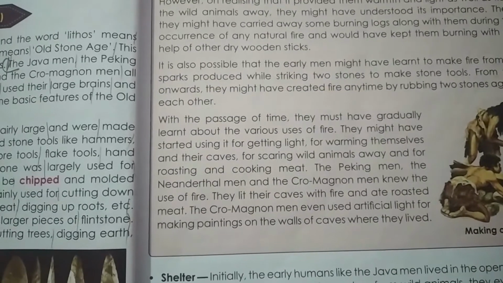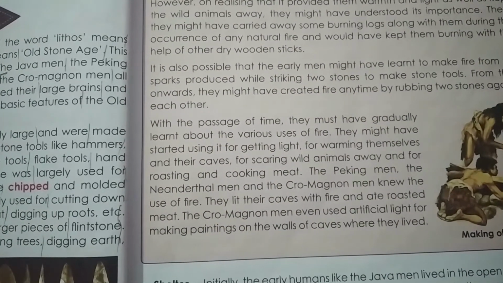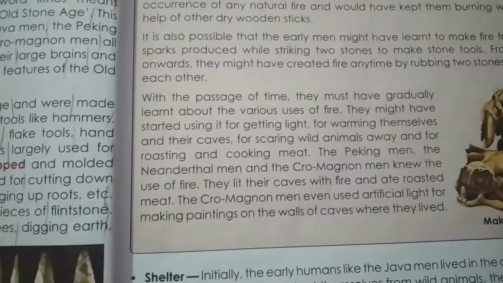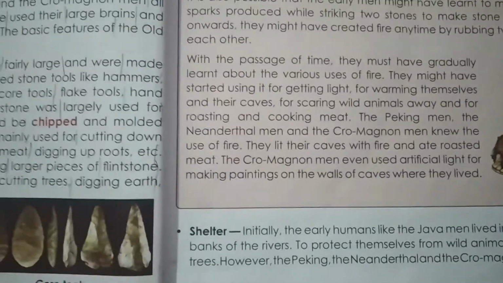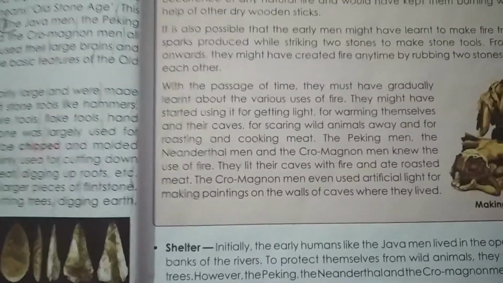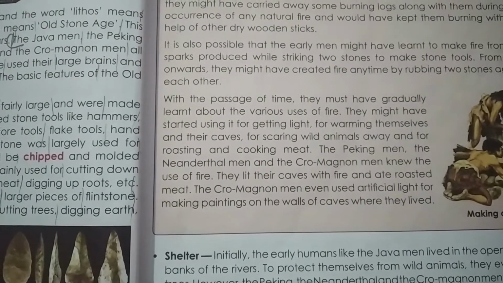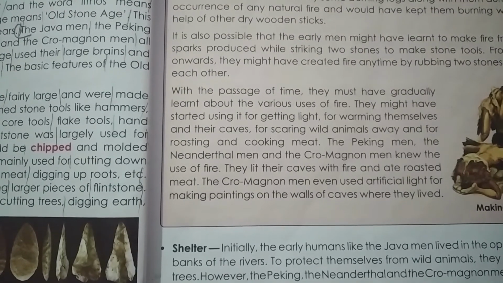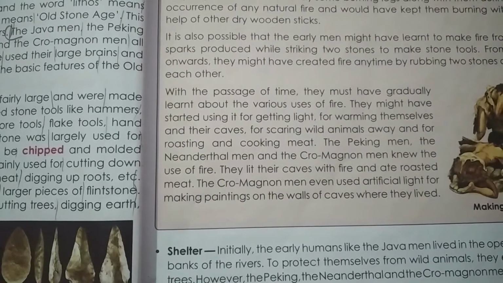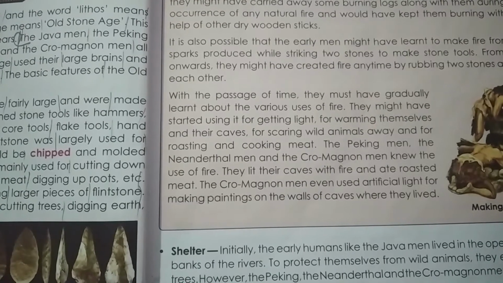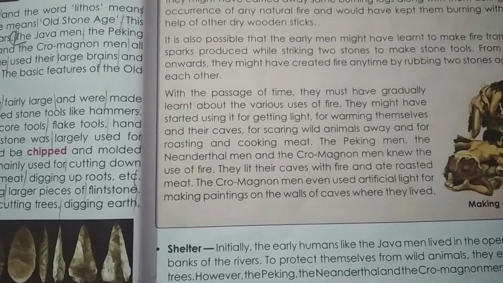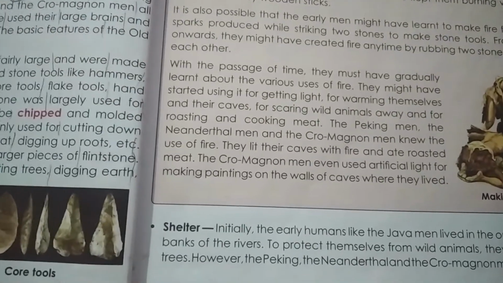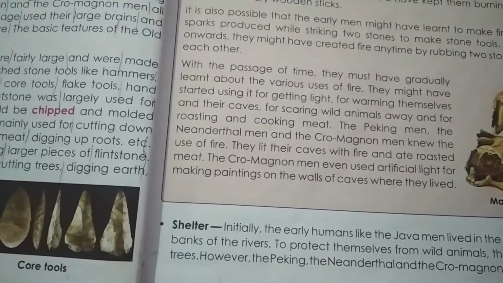Okay, mainly the Peking men, the Neanderthal men, and Cro-Magnon men knew the use of fire. Okay, they lit their cave. Cave means they lived in the caves. Okay, with fire, they ate roasted meat. Okay, and Cro-Magnon men even used artificial light for making paintings on the walls of caves where they lived.